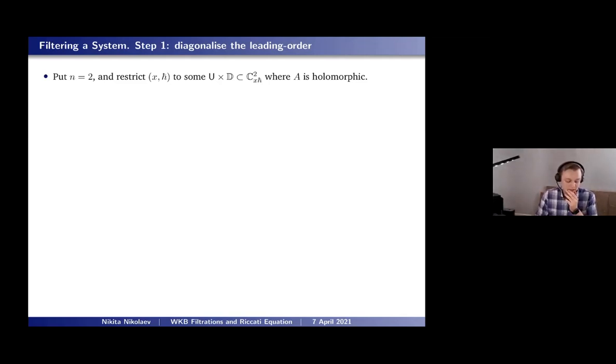From now on, I'll just restrict to rank 2, n equal to 2, and let me restrict X and H bar to some domain where my matrix A is actually holomorphic. So I'm thinking that the poles of my matrix A maybe are on the boundary of U. U doesn't even have to be simply connected, so it could be, for instance, a punctured disk where at the origin of the punctured disk, my matrix A has a pole, something like that. So that's the kind of situation that I have in mind.